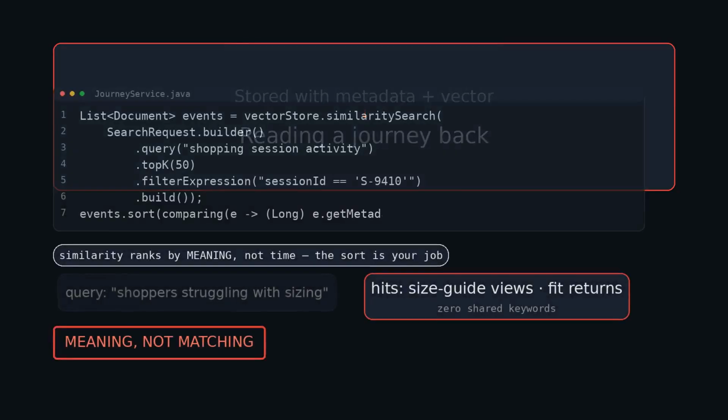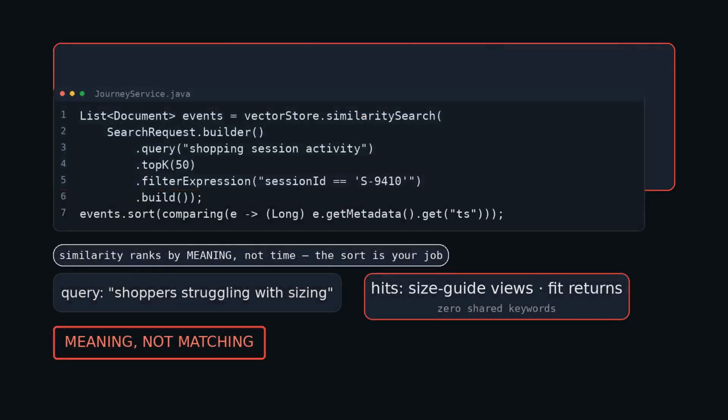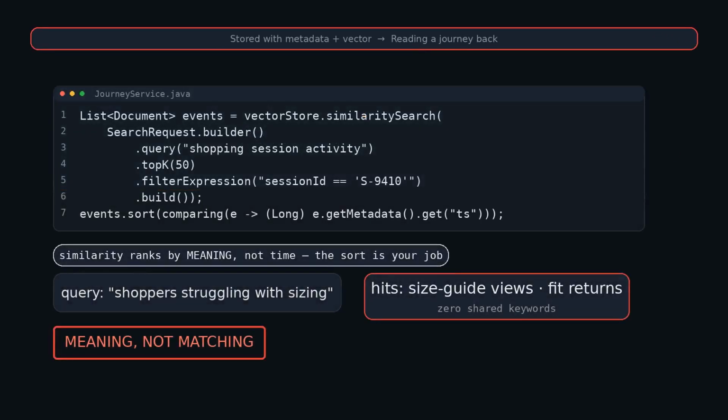Let's read a journey back. Vector search has a secret weapon for this: filter expressions. In the search request builder, you'd pass a query, top K, and a filter expression, session ID equals S9410. The filter narrows the search to that one session's events. A quick sort by the timestamp metadata, and the timeline is back.